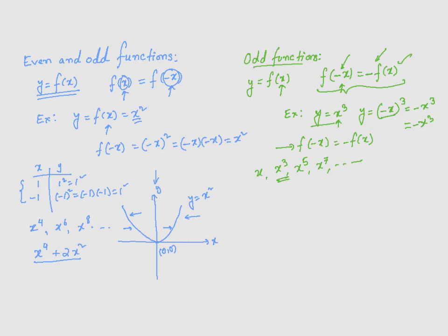So once again, let me summarize what I have talked about. We talked about even and odd functions. Even functions have the feature f of negative x is equal to f of x. And odd functions have f of negative x is equal to negative f of x. Even functions are symmetric about the y-axis and odd functions are symmetric about the origin. I hope that this discussion was helpful. Thank you very much.